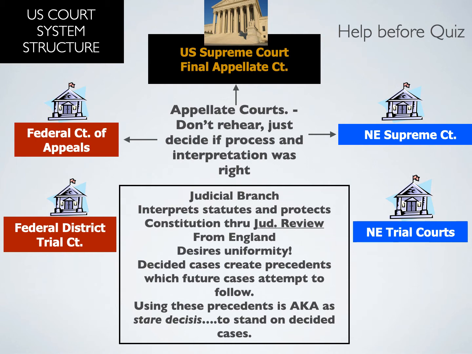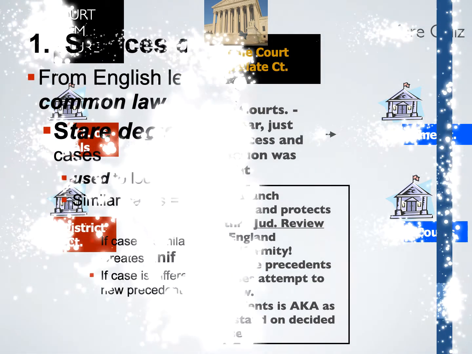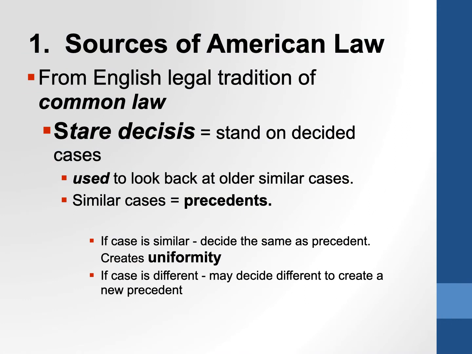Again, look and see that we adopted this system from the British, the desiring of uniformity, the precedence, the standing on decided cases, equating to stare decisis. So sources of American law, there's going to be a question, where does it come from? So there's that English common law tradition, so make sure you get that correct. And it has its basis in that common law tradition and stare decisis and precedence to stand on decided cases.